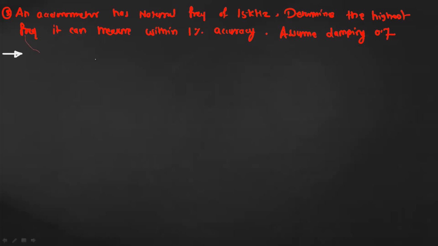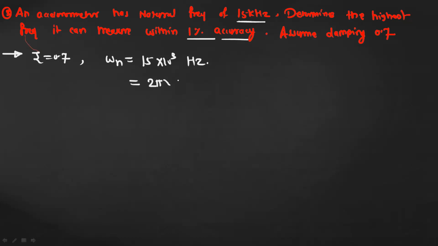Note down this next problem. An accelerometer has a natural frequency of 15 kilohertz. Determine the highest frequency it can measure within 1% of accuracy, assuming the damping factor as 0.7. So zeta for that accelerometer is 0.7. The natural frequency of that accelerometer is 15 kilohertz, so 15 into 10 to the power 3 hertz. We can convert this in terms of radian by multiplying by 2 pi. So this is radian per second.